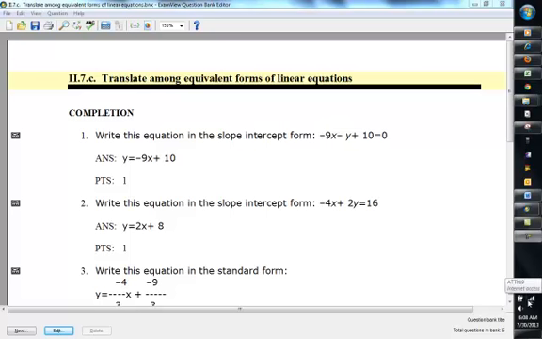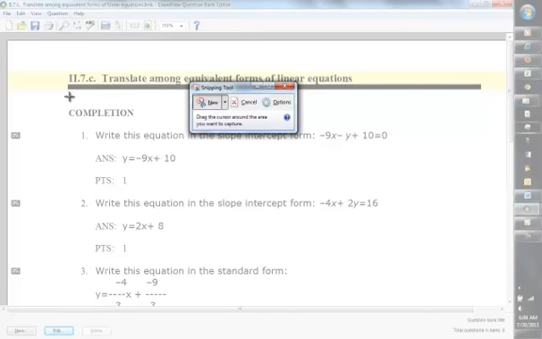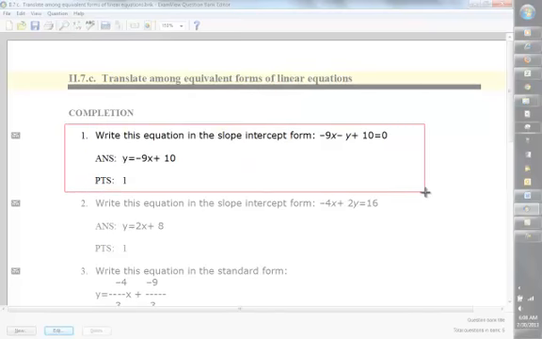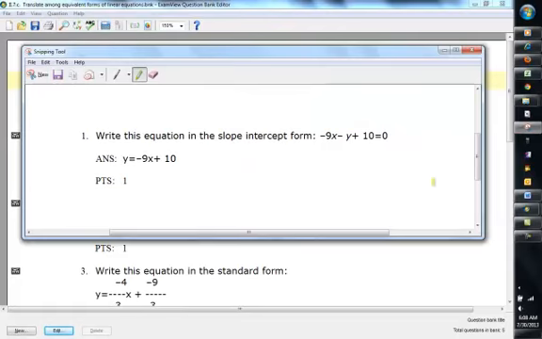In 2.7.c, we're going to translate among the equivalent forms of linear equations. One of the reasons that we need to be able to do this is that if we are going to solve equations using our calculator, we have to have them in the standard form. So let's look at this first one.